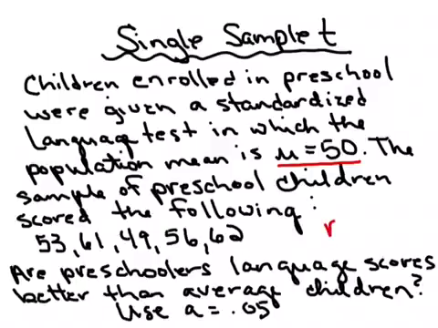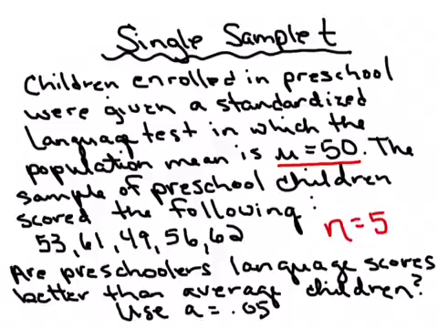So we know that n equals 5, right? Our sample size is 5. Now it wants us to test whether preschoolers' language scores are better than average children, and they want us to test this at 0.05. So basically, what it's saying is that children who are in preschool, we're assuming they are going to have better language skills than the average child.